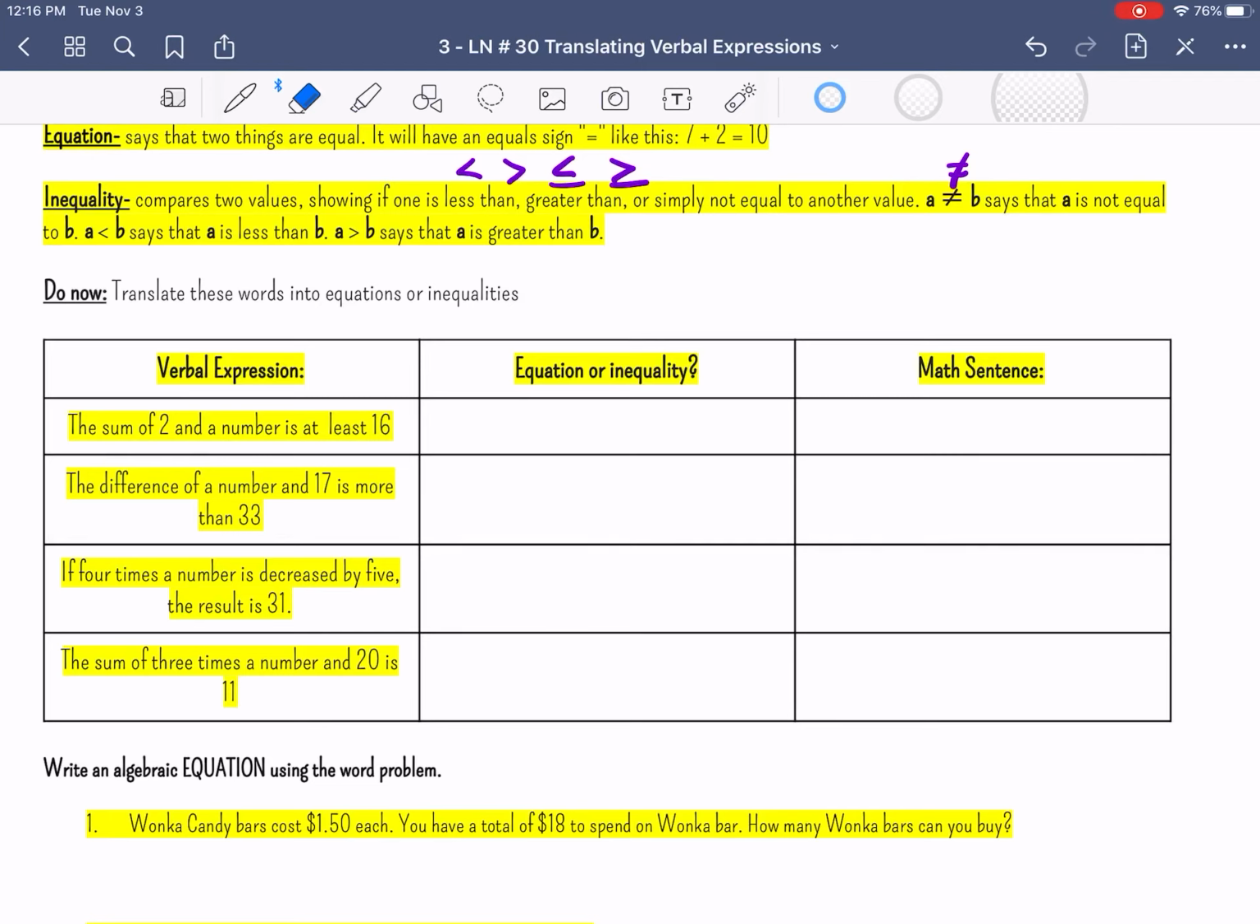So the first one says the sum of 2 and a number, so we don't know what the number is, at least 16. So I always like to annotate. "At least" is a key word that tells us that it's going to be an inequality, because it's at least 16. And I like to draw the sign so that the less part is pointing at the 16. So the point of the inequality is pointing at the 16 because it's at least 16.